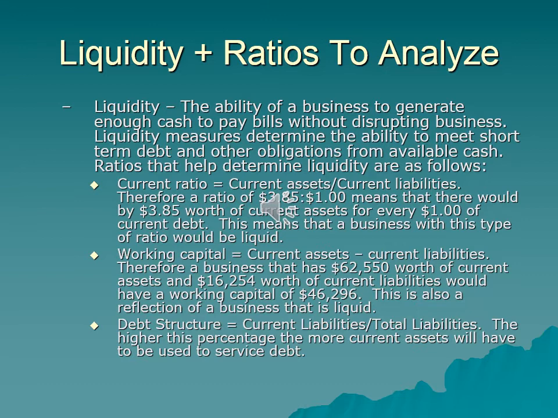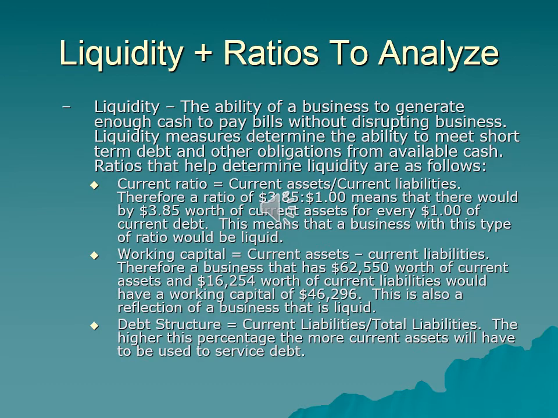Ratios that determine liquidity are as follows: current ratio equals current assets over current liabilities. Therefore, a ratio of $3.85 divided by $1 means that there would be $3.85 worth of current assets for every $1 of current debt. This means that a business with this type of ratio would be liquid.